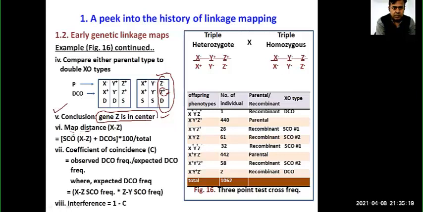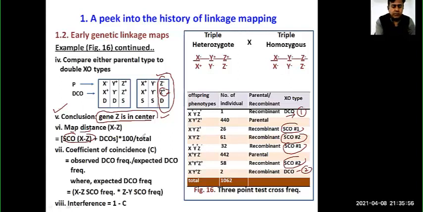So how to calculate the map distance? You have to take all kind of SCO. For example, in this example, you can see the SCO is 1, 2. Am I audible to all of you? Yes, sir. So how many SCO? 1, 2, 3, 4. 4 SCO and 2 DCO. Then all you have to take into the account and then into 100 upon total.